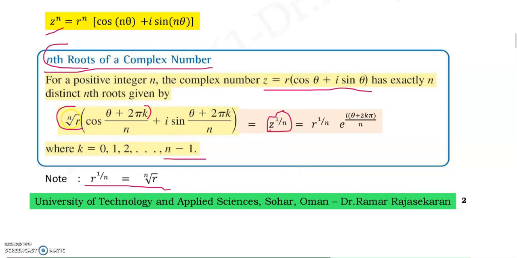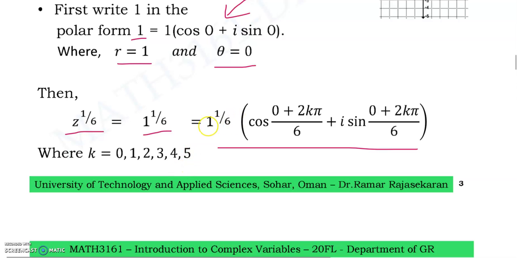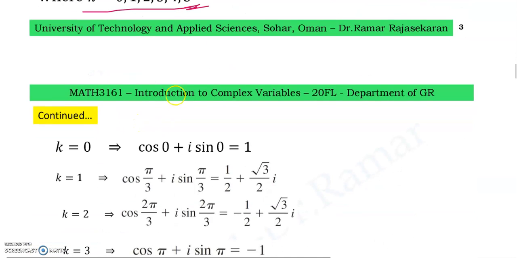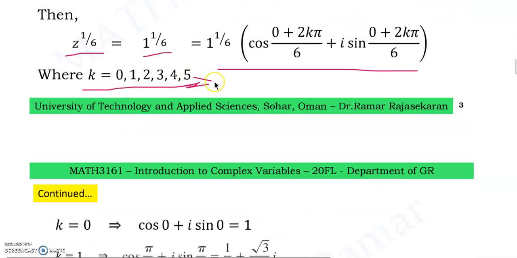Now r to the power 1 by n: here r is 1, so 1 to the power 1 by 6 times cosine of (theta plus 2k pi) over 6, and similarly the sine term. Then what is k? We know that k starts from 0 and the last number is n minus 1. n is 6, so this is 6 minus 1, that is 5. So k is equal to 0, 1, 2, 3, 4, 5. Total values are 6, from 0 to 5.